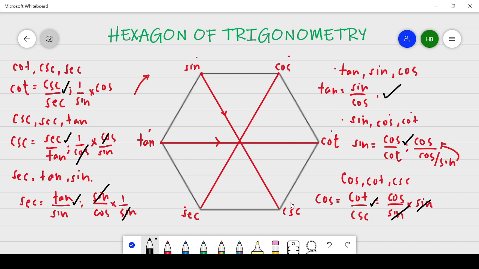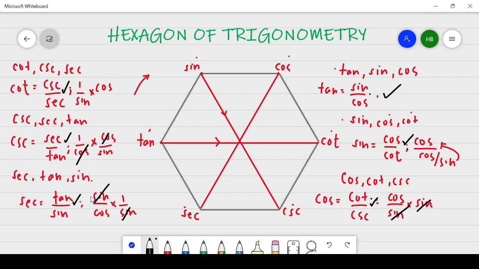So ayan guys, pinapakita na sa tatlong magkakasunod na functions on this drawing in a clockwise approach, makaka-create tayo ng formulas kagaya nito. Tangent is equal to sine over cosine, sine is equal to cosine over cotangent, cosine is equal to cotangent over cosecant, cotangent is equal to cosecant over secant, cosecant is equal to secant over tangent, and secant is equal to tangent over sine. And hindi lamang siya basta trick, kundi pinrove din natin na tama yung mga formulas na yan. Further, these formulas are created from the clockwise approach.